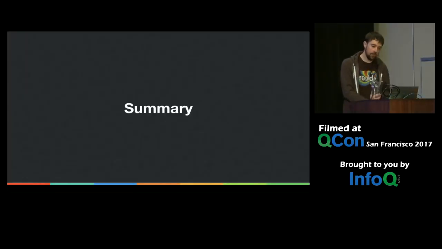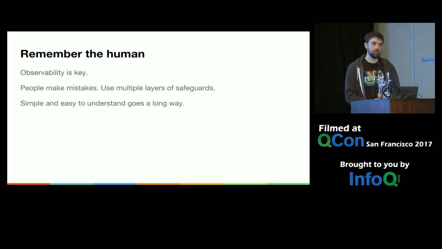Cool. So in summary, observability is key here. People make mistakes. Use multiple layers of safeguards. Like if we'd turned off the autoscaler and put an exit at the top of the script, nothing would have happened if Puppet brought it back up. Little extra things where no one failure can cause you issues. And it's really important to make sure that your system is simple and easy to understand.